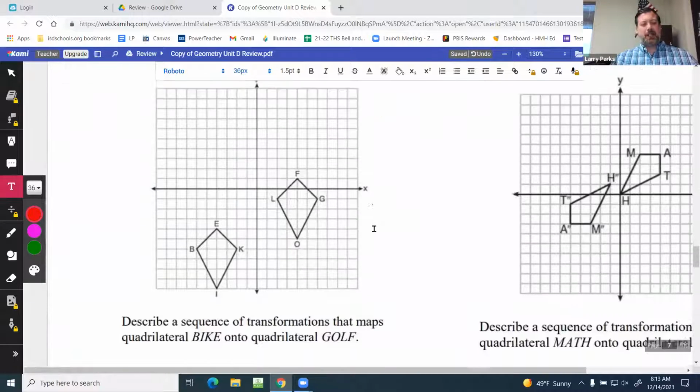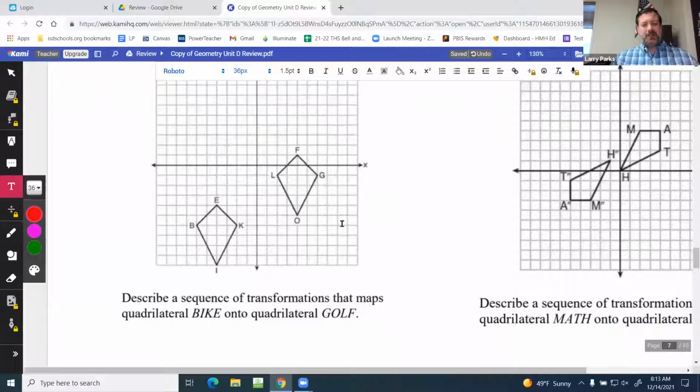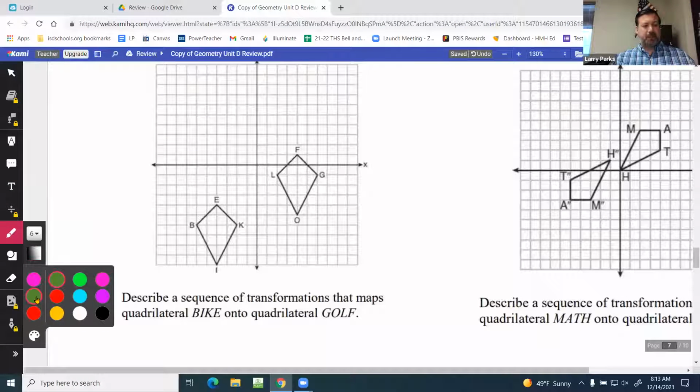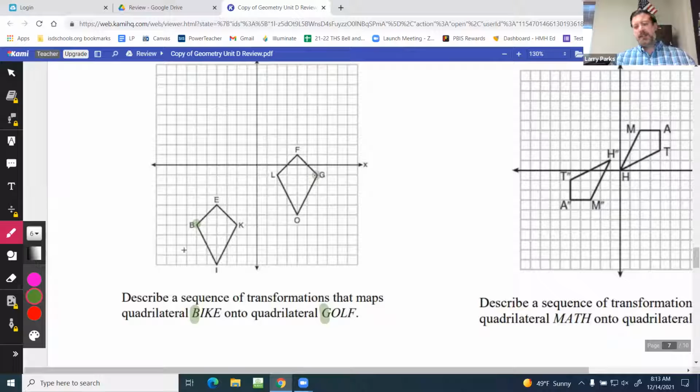Quadrilaterals, bike and golf or graph. Describe a series of transformations that map bike onto this. The common mistake here is kids have just been moving this, but notice that B corresponds with G. So you can't just move it, you would have to reflect it and then move it. So what would I do? I'd first reflect it over this line. So I'd reflect over the y-axis.